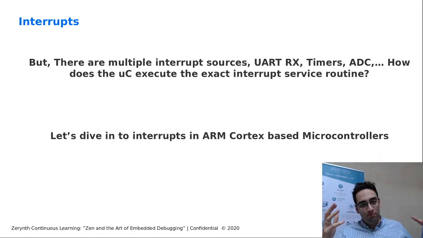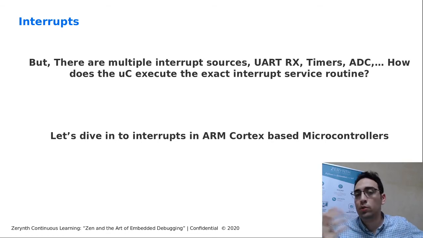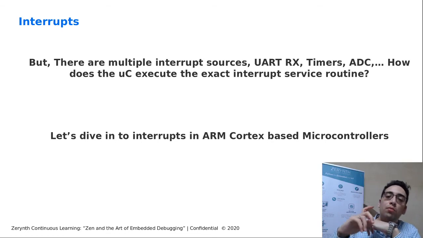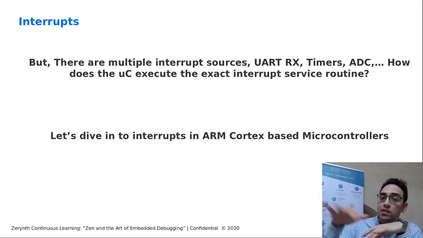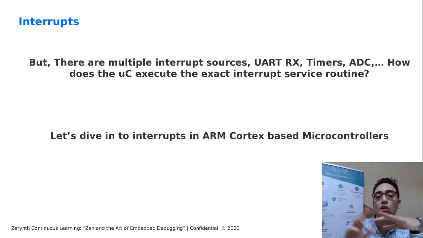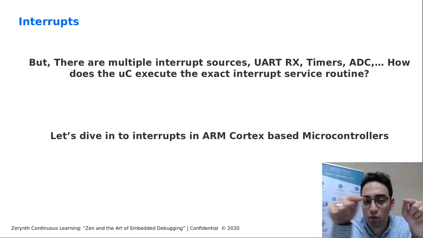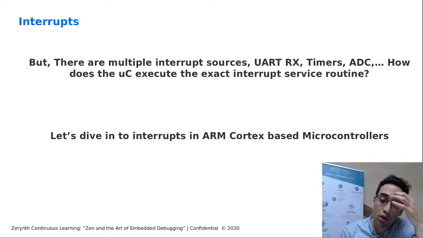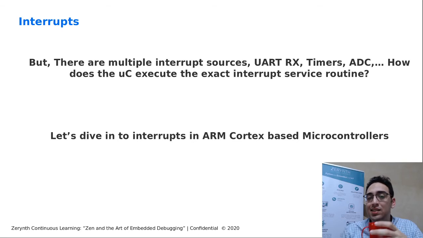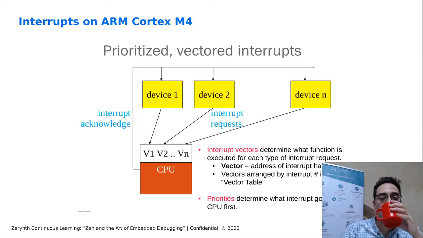But there are multiple interrupt sources. You might have interrupts from the pins or from certain GPIO level pins, or you might have interrupts from the timers, you might have interrupts from the ADCs. So how does the microcontroller know exactly which function to execute? So let's dive deep into the ARM Cortex microcontrollers and let's see how interrupts are implemented.